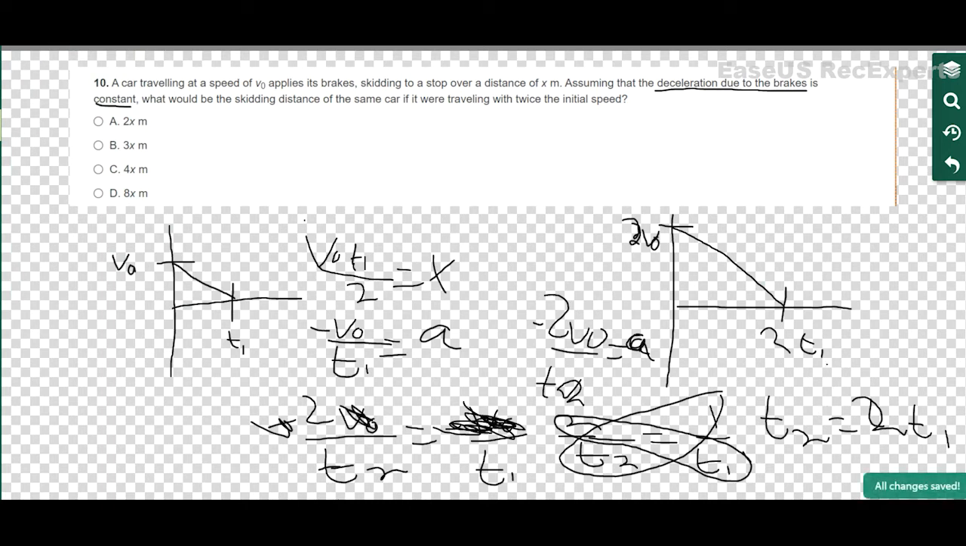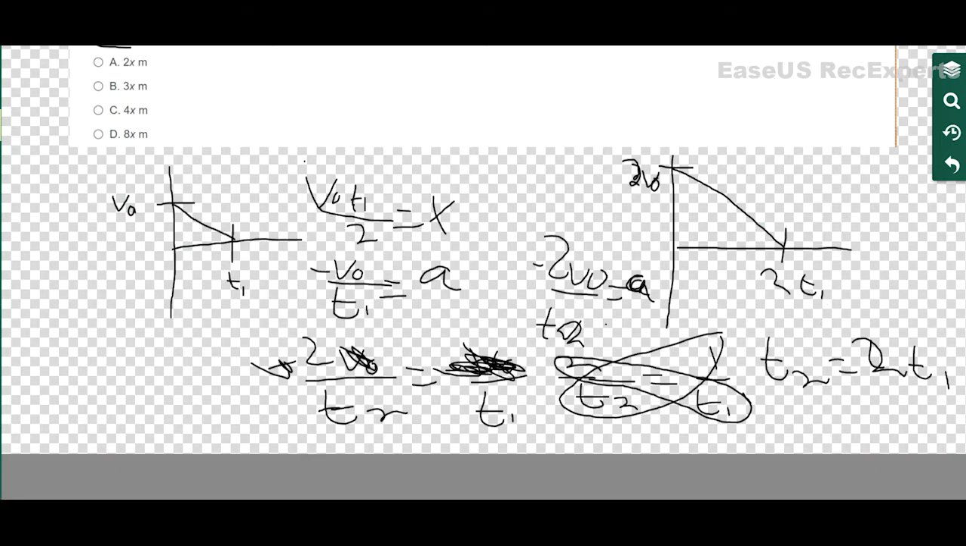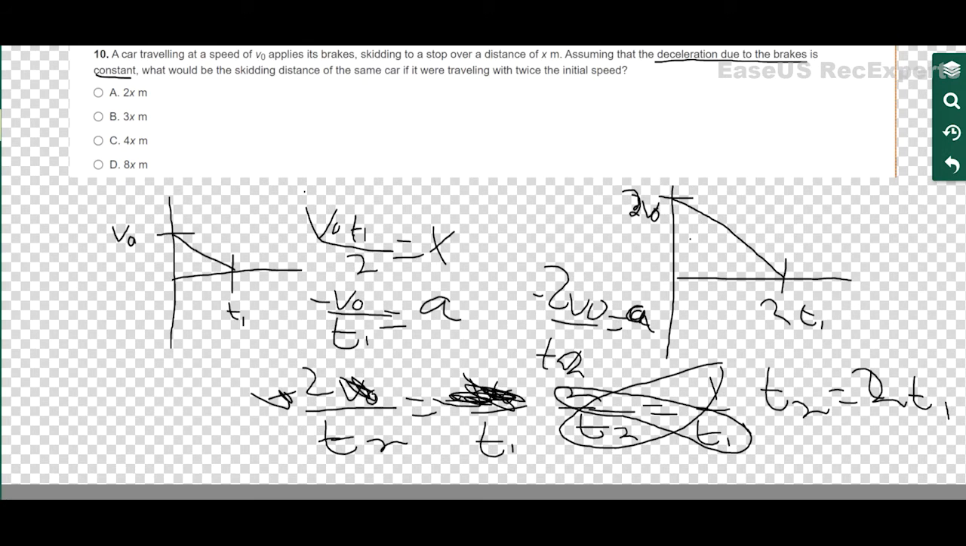Now with that, we can find the area under both curves. We already found that the area under this curve over here is equal to V initial times T1 over 2, which we're setting to X. And now we're going to find the area under this curve over here, which would be 2 times V initial times 2 times T1 over 2, and that would be equal to 2 times V initial T1. We're going to set that equal to Y.